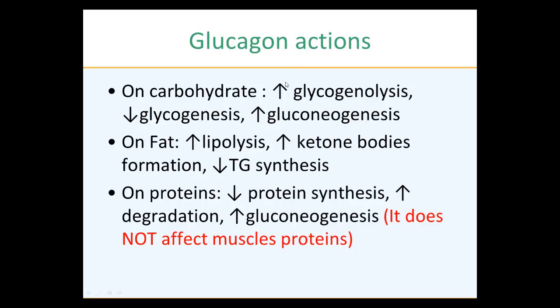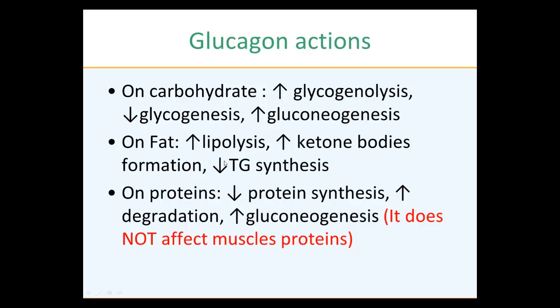So what does the glucagon do on the carbohydrates? Glycogenolysis, and it gives you more sugar with gluconeogenesis, and also will stop glycogenesis. You don't want glycogenesis. You don't want glycogen. You want sugar. On the fat, you are breaking the fat and liberating ketone bodies and reducing the triglyceride synthesis.